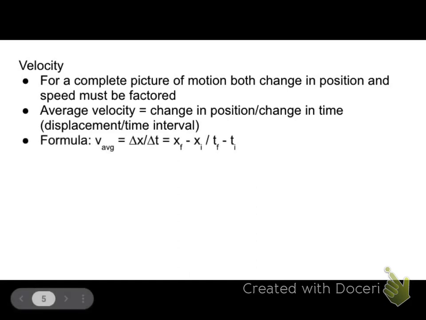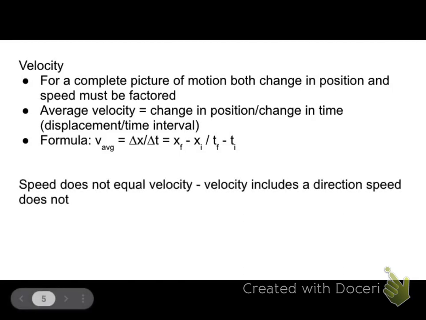And here's your formula if you want to write it out longhand. Average velocity is equal to the change in position divided by the change in time, which could also be written as x final minus x initial divided by time final minus time initial. You do not need to feel like you need to write that whole equation out. It's written in words. You don't have to use all the symbols, but I just wanted you to see it there so you were familiar with it.